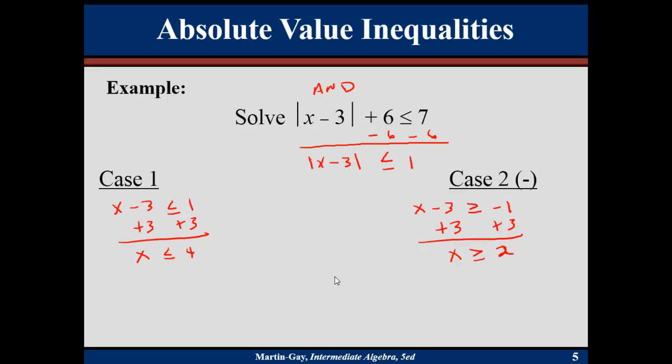So again, it's an AND inequality. It says that X is greater than or equal to 2 and X is less than or equal to 4. And again, we want to write our answers in interval notation. So let's look at the graph and see how we would write that in interval notation.